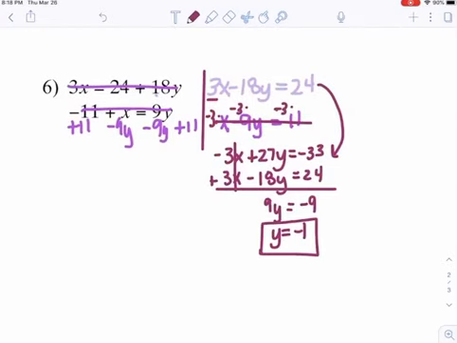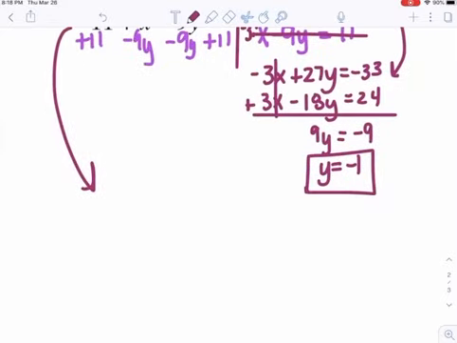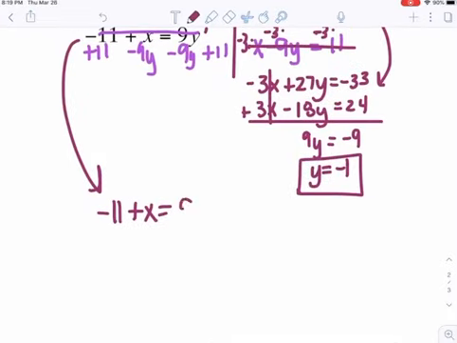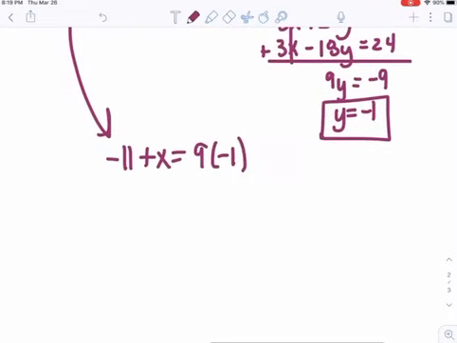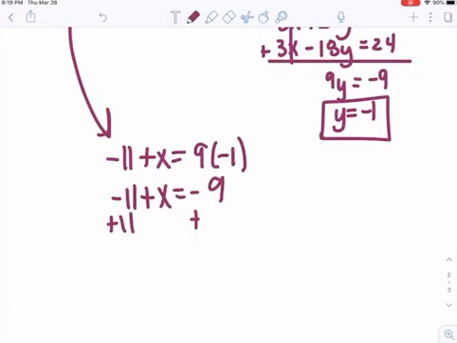So again, it doesn't matter where you plug in y. It could literally be this very first equation right here that I started with, which I'm actually going to do. Why not, right? So negative 11 plus x equals 9 times negative 1. So negative 11 plus x equals negative 9. Add 11. So x is equal to positive 2.